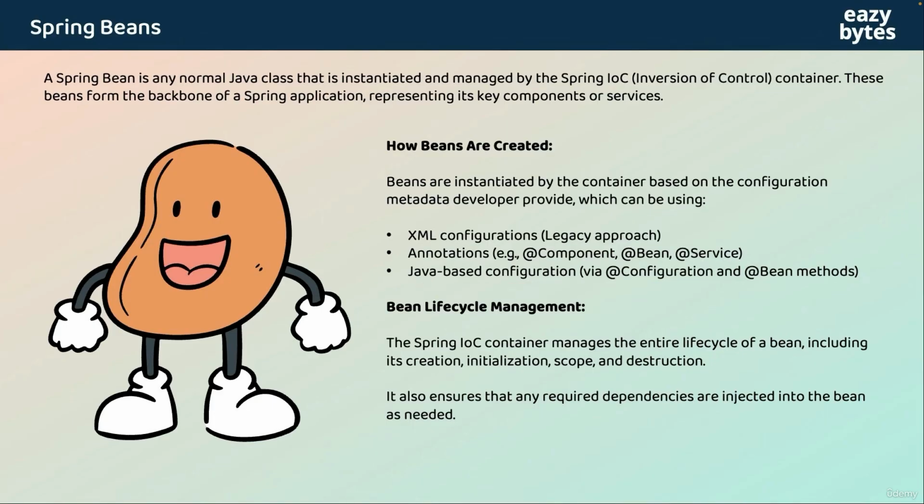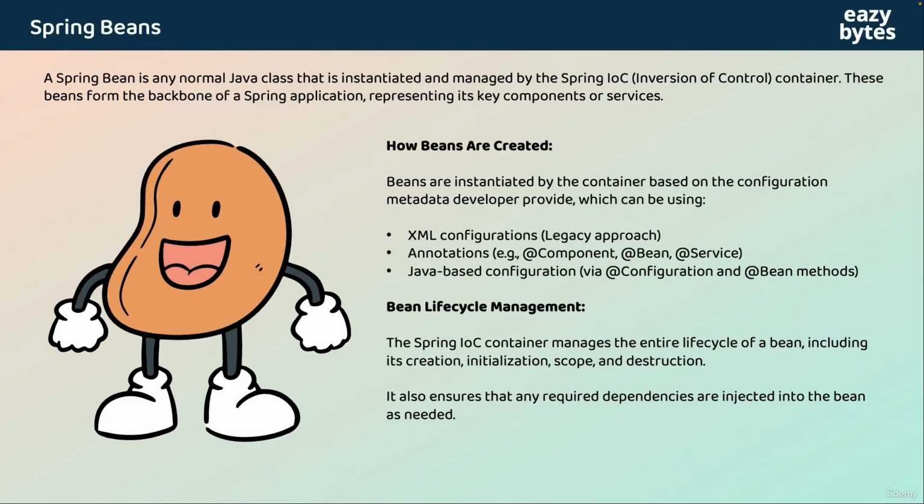You can write a simple Java file, and inside this file, you can create as many beans as you want by using the combination of @Configuration and @Bean annotations. We're going to discuss examples around these in the coming lectures. Once the bean is created by the Spring IoC container, the container is going to manage the entire life cycle of the bean, right from the creation of the bean, initialization of the bean, establishing the scope of the bean, and destroying the bean. Everything is going to be taken care of by the Spring IoC container.